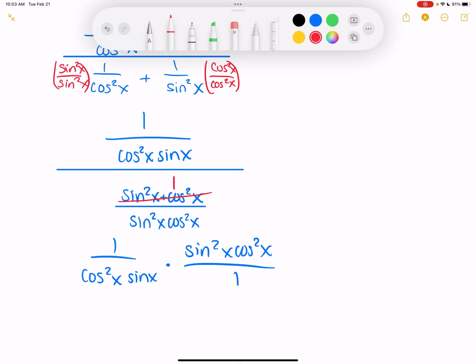Okay. Well, we can cross out the cosine. But we'll still have a sine left. We do, yeah. So it's just going to be sine of x.